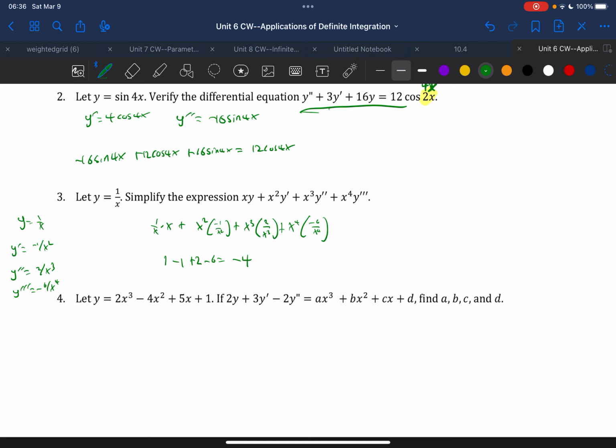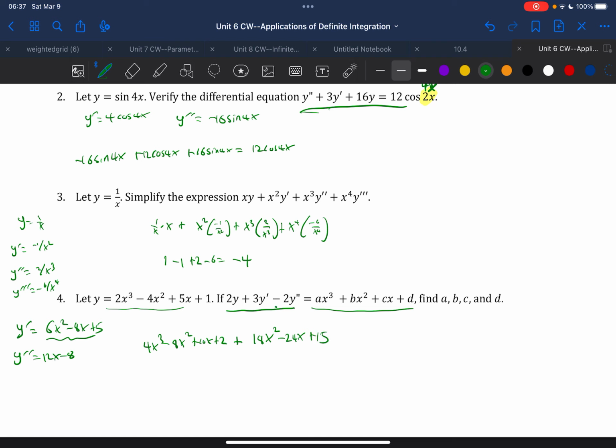And then lastly here, we're going to basically solve for a, b, c, and d. So I see I need y, y prime, y double prime. I have y. Y prime will be 6x squared minus 8x plus 5. Y double prime is 12x minus 8. So we'll plug in. So I need 2y. So 2 times all of y will be 4x cubed minus 8x squared plus 10x plus 2, plus 3y prime. So I'm going to multiply that all by 3. So I have 18x squared minus 24x plus 15.